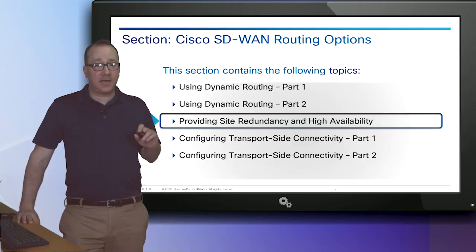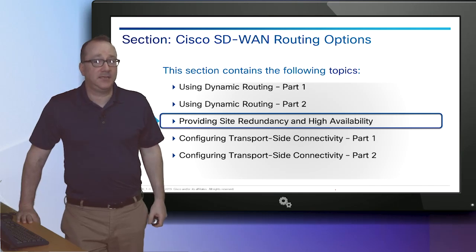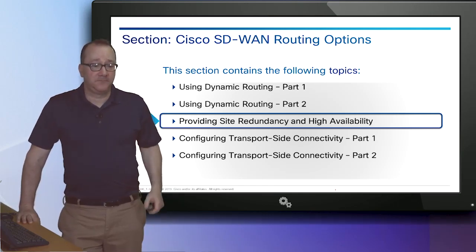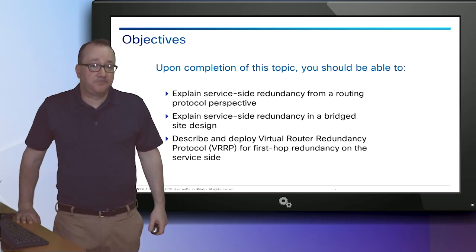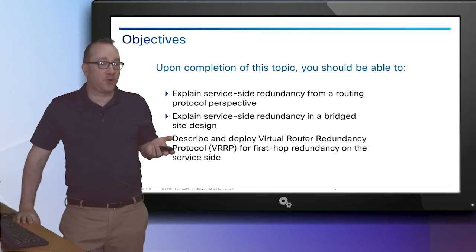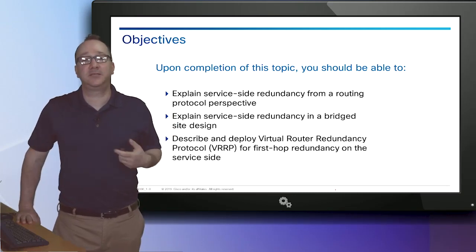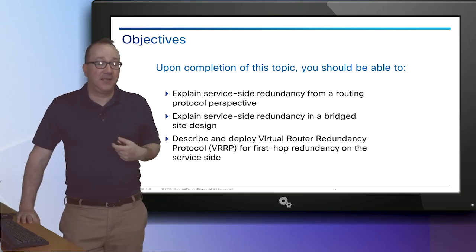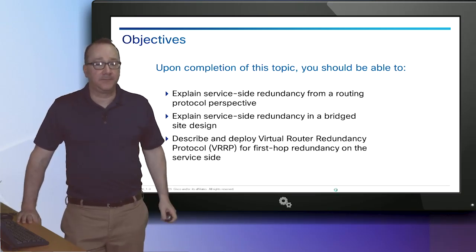We're going to talk about two types of high availability and redundancy: routing protocol redundancy and VRRP for next hop redundancy. So we're going to talk about service-side redundancy from a routing protocol perspective. How do we provide redundancy using just OSPF and BGP? And how do we do it in a bridge site design? And then we'll talk about configuring VRRP.